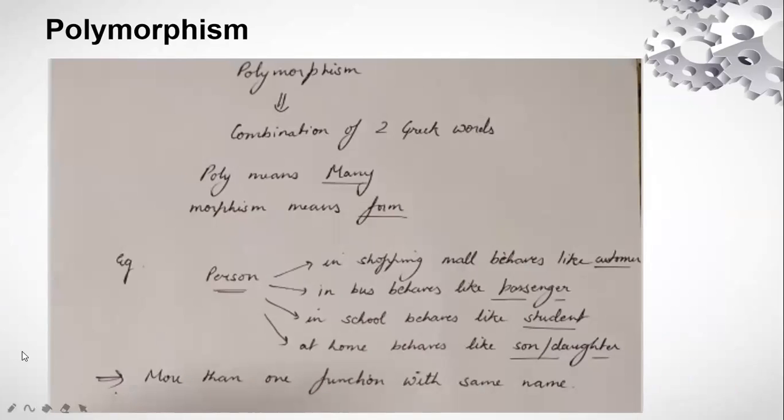Basically, when we say polymorphism, this word can be divided into two words. It is a combination of two Greek words: one is poly and the other is morphism. So what does poly mean? Poly means many, and morphism means form. So this word gives you the meaning as many forms.